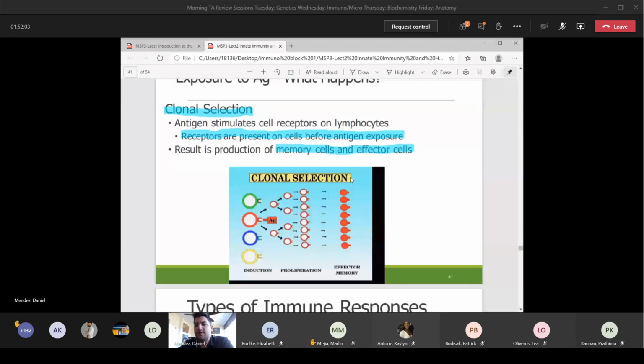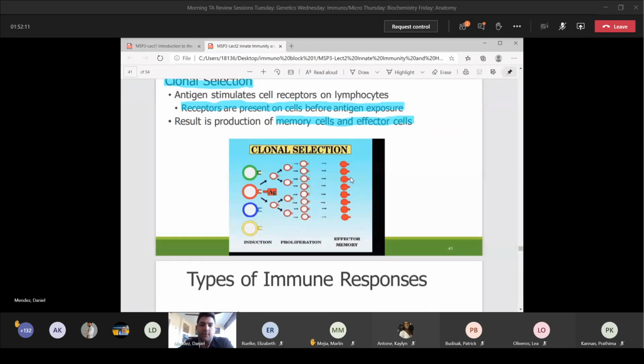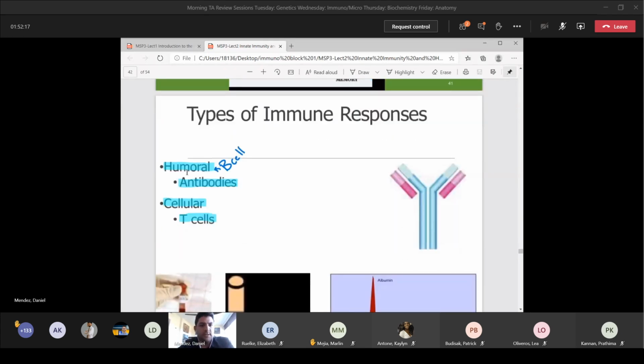So clonal expansion is just to increase specificity of whatever specific cell we need at that time to mount the response. So essentially, it's just creating more soldiers for the battle that we need, and we want specified soldiers. Okay, so the immune response, humoral, this is B cell, cellular T cells. Remember, humoral is antibodies.